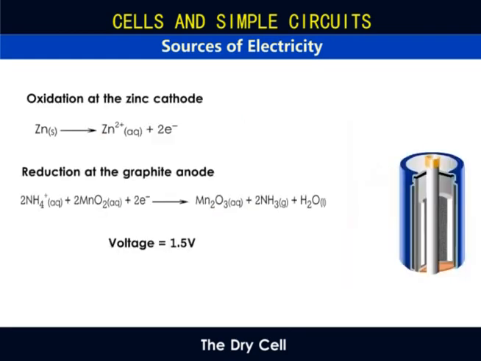The reactions taking place inside are quite complex, but here are simplified ones. At the cathode, zinc is oxidized to release 2 electrons. These are collected by the graphite anode. At the graphite anode, reduction takes place. This flow of electrons produces electric current. The dry cell produces a voltage of 1.5 volts. However, local effect is still a problem in this cell. The cell is not rechargeable.